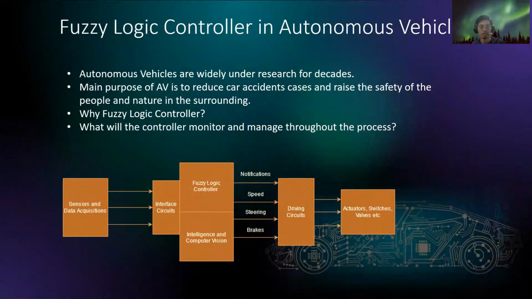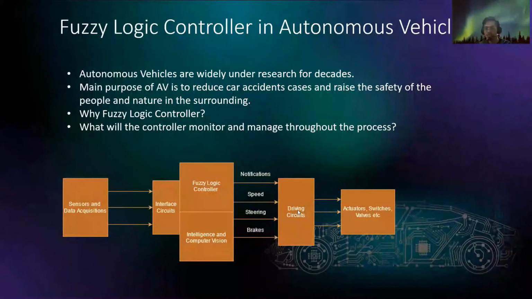As you can see below, there's a figure. There's the sensor and data regulation, which is what we are trying to develop. Then they enter the interface circuit. The interface circuit will tell the fuzzy logic controller the input, and with the help of intelligence and computer vision, they will give an output of notification, speed, steering and brakes to the driving circuit.